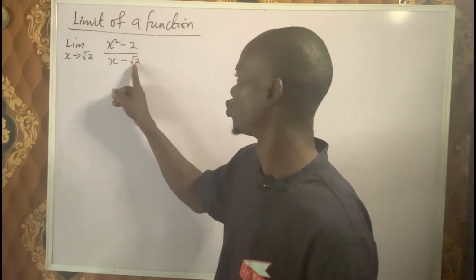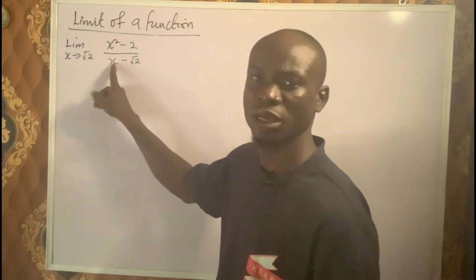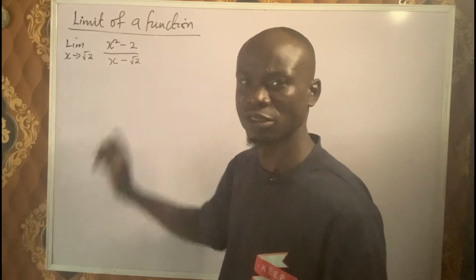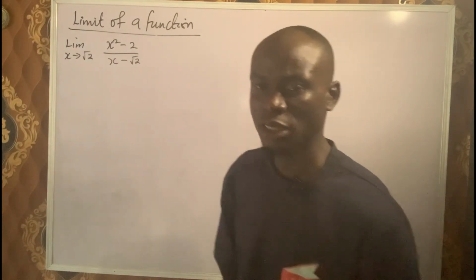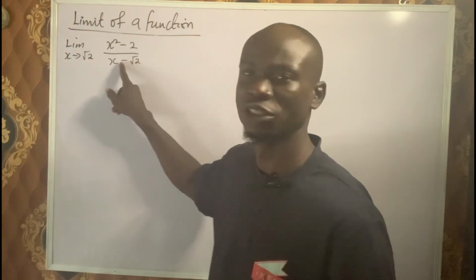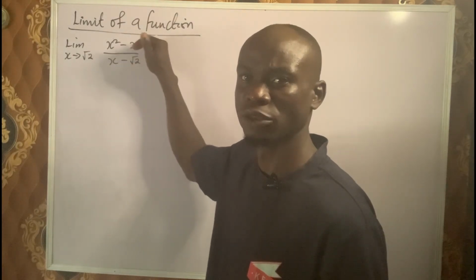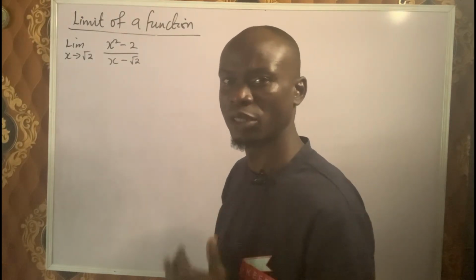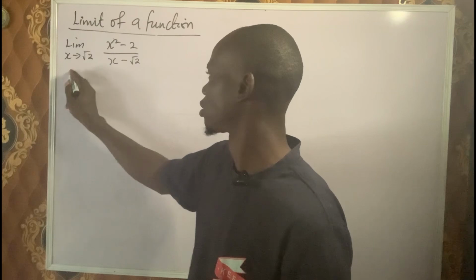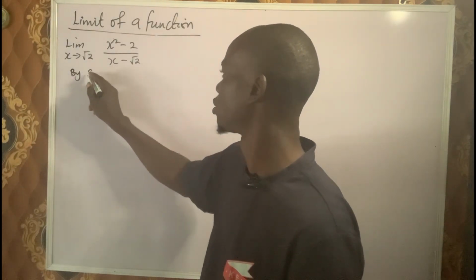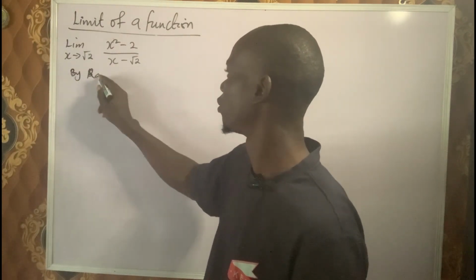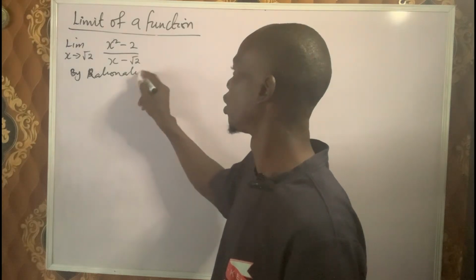I want to eliminate this root 2 because if I substitute root 2 here, I'm going to have root 2 minus root 2, which is 0. That's what we don't want. So to rationalize, what I need to do is to change this sign to plus, and use it to multiply the top and the bottom, the numerator and denominator. If we do that, let me state it by rationalization.